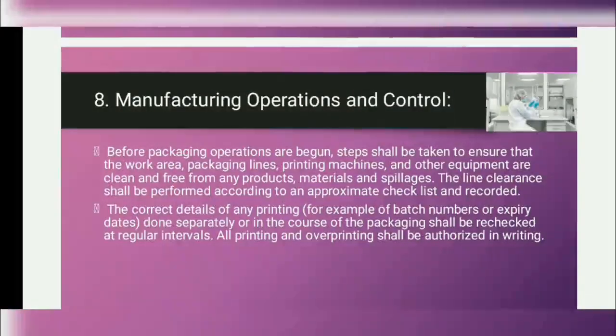Let us see more points about manufacturing operations and control. Before packaging operations are begun, steps should be taken to ensure that the work area, packaging lines, printing machines, and other equipment are clean and free from any products, materials, and spillage. The line clearance should be performed according to an appropriate checklist and recorded.